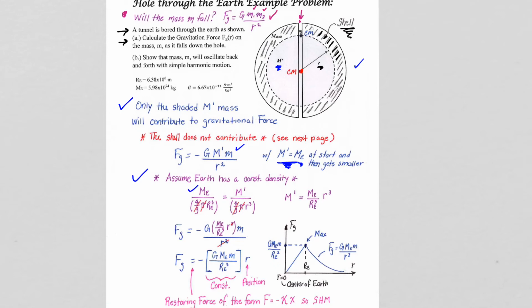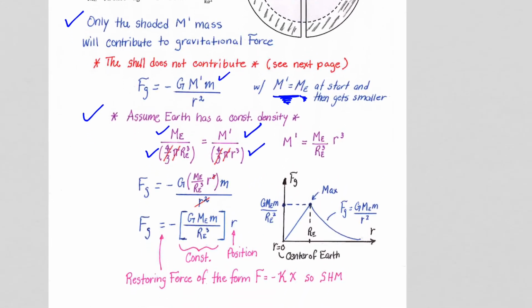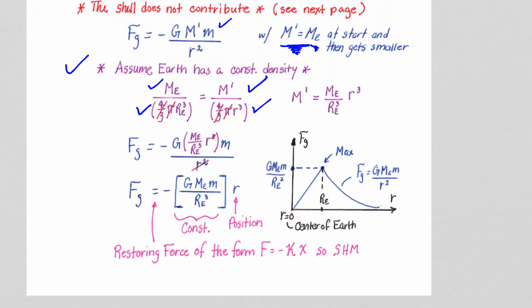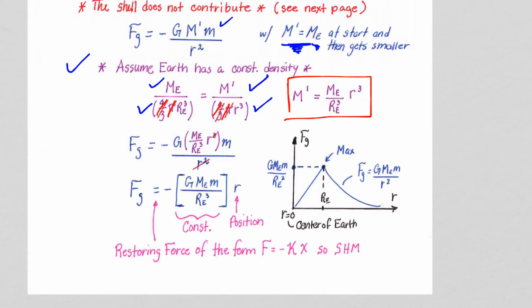So the total mass of the Earth divided by the total volume of the Earth, a sphere, 4/3 pi r cubed, is going to equal our m prime mass divided by its volume, 4/3 pi little r cubed, and voila, we get some very nice cancellation with our 4/3, our pi, and we get this expression. M prime is mass of the Earth divided by radius of the Earth cubed times r cubed. We are going to plug that in for this m prime here. And that's all we've done. We've plugged that in for the m prime.